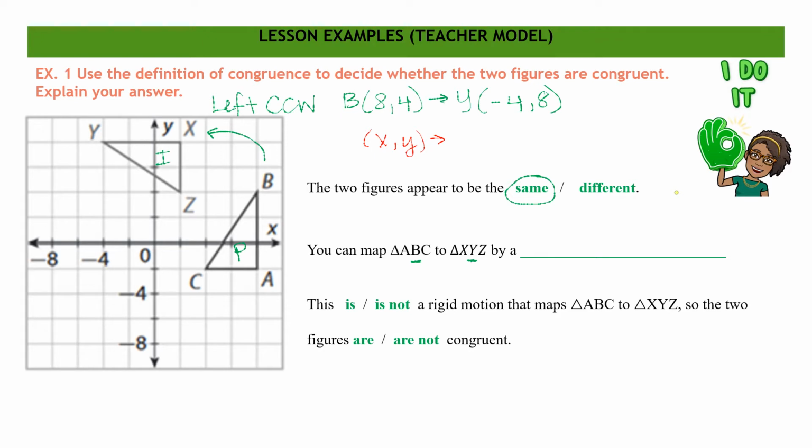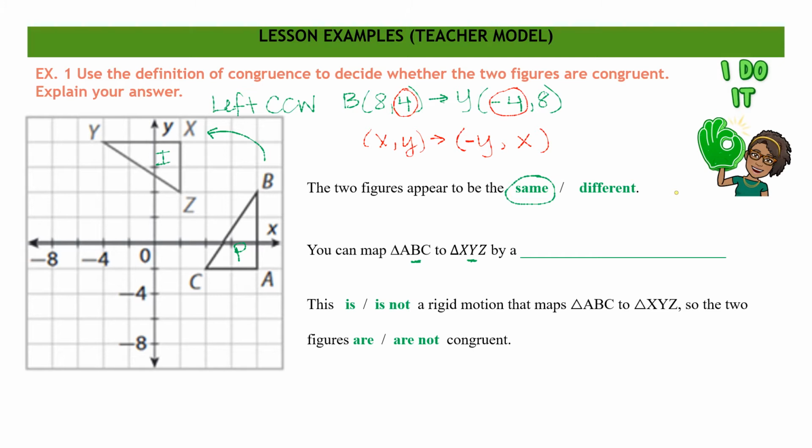So if I look at my pre-image to my image, I already see that my coordinates have been switched. The 8 is now in the Y position, and my 4 is now in the X position. I also see that my 4 has now become opposite. My 4 originally was in the Y position and now it's opposite. So that means that we have an opposite sign for Y here.